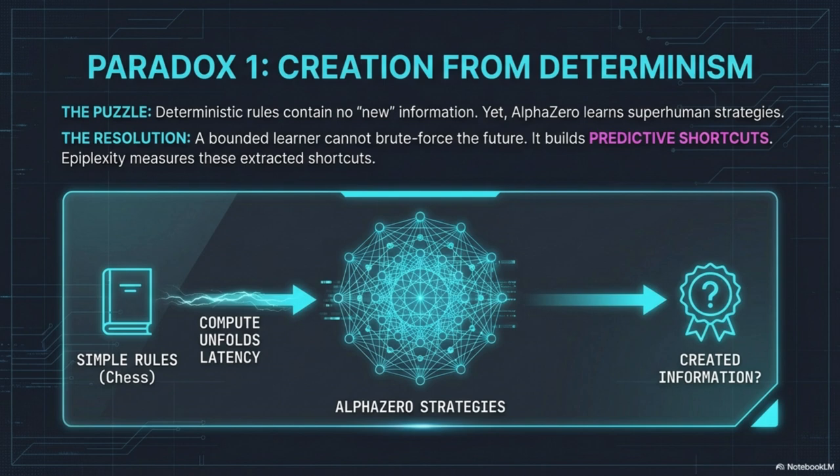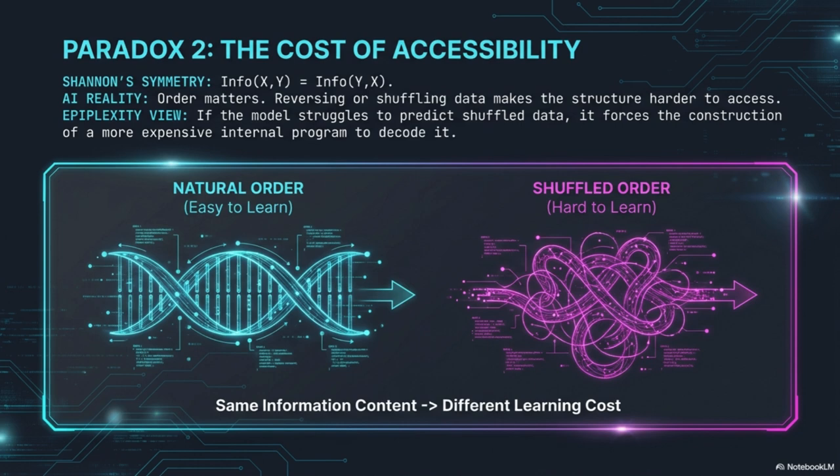This gets us to the three paradoxes in the paper, and this is where it gets really interesting. They challenge these classical theorems, but we see them happening every day at scale. Right. Paradox 1, creating information via deterministic processes. Classical theory, whether it's Shannon or even the deeper stuff like Kolmogorov complexity, says you cannot increase information by just running a fixed program. The output is already baked into the input.